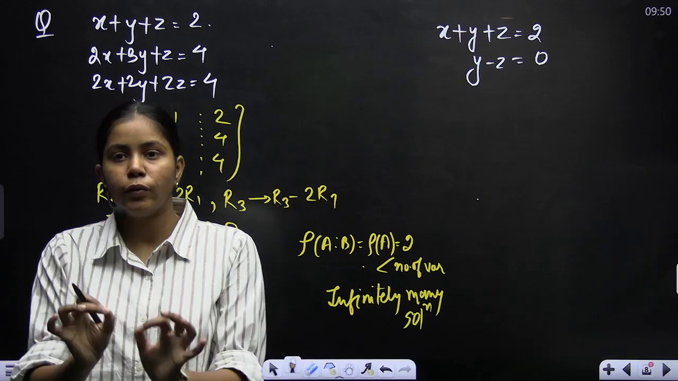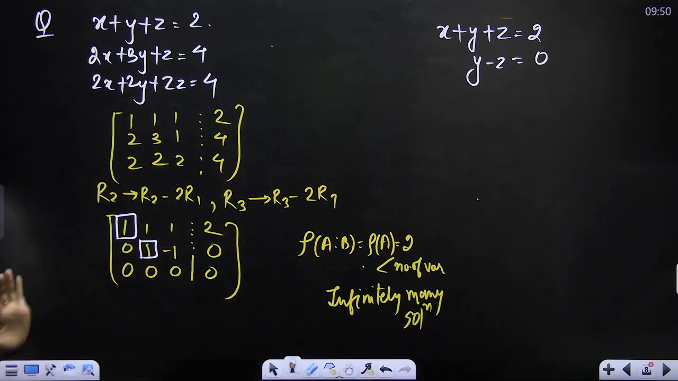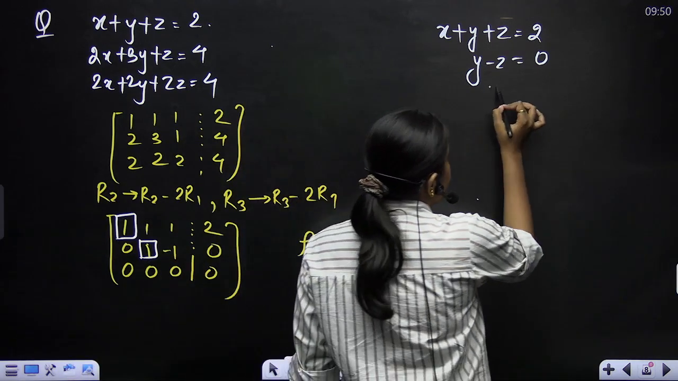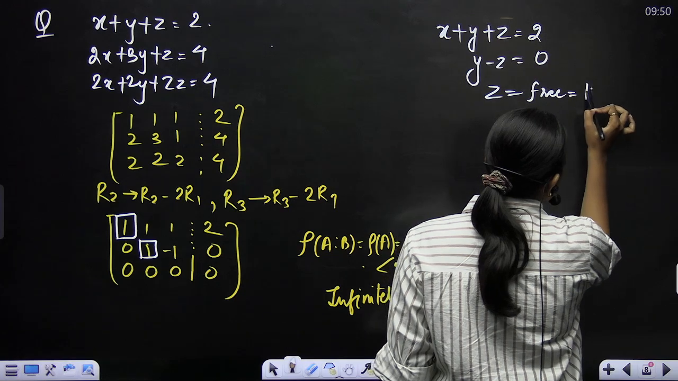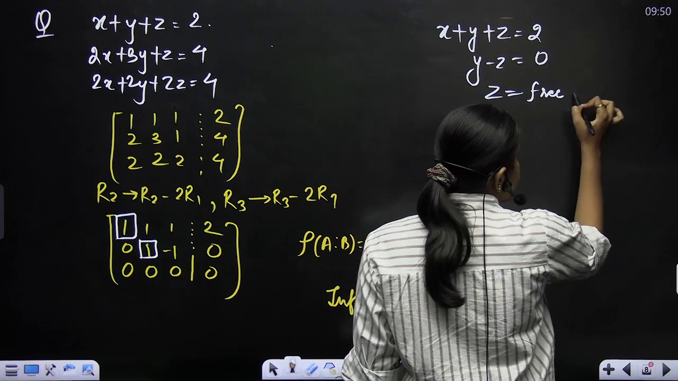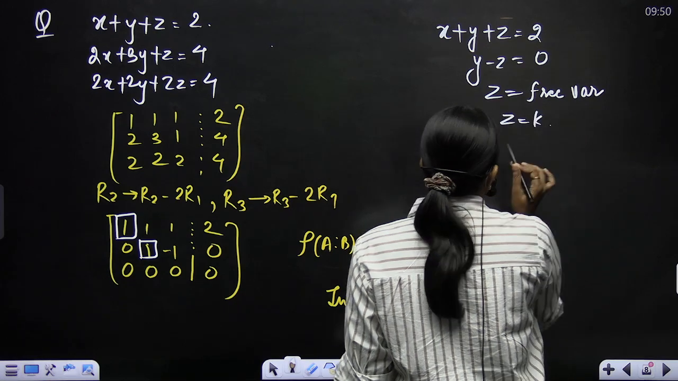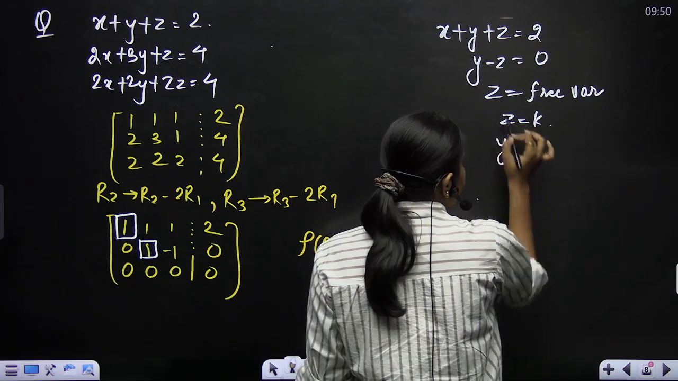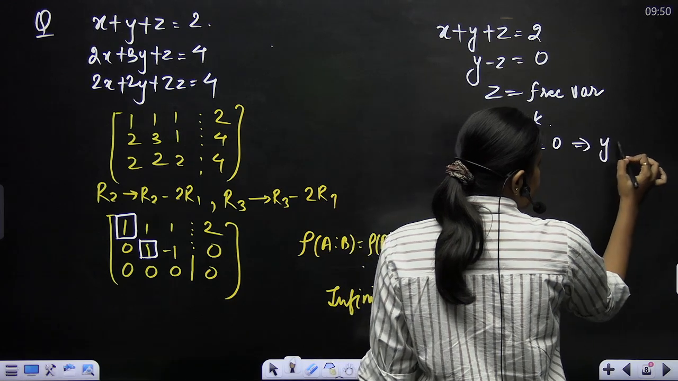A free variable is that particular variable in which you do not have a non-zero entry, right? So this is my free variable. Now z becomes the free variable, so z can be any value k. If it is a free variable, you can put any real number, so I am just substituting k. So z is k, then with the help of y minus z is equal to 0, you would get y is equal to k.